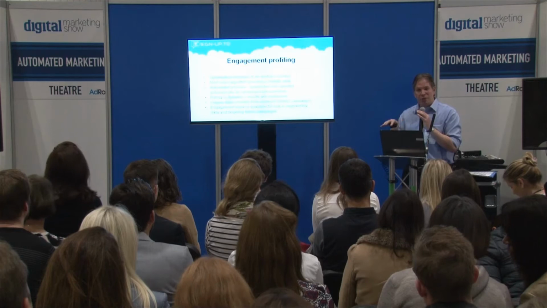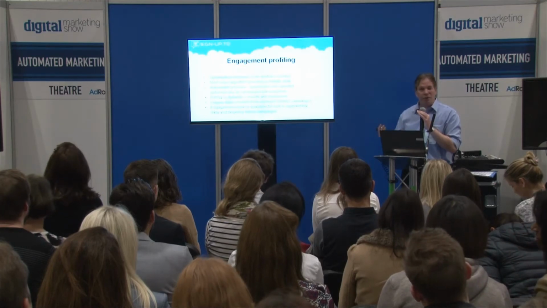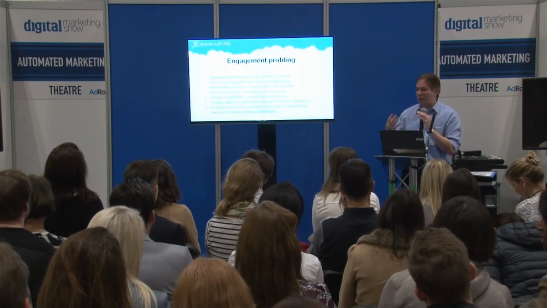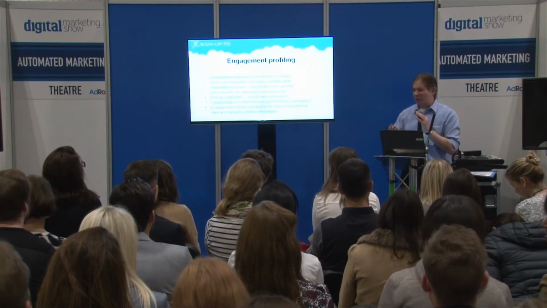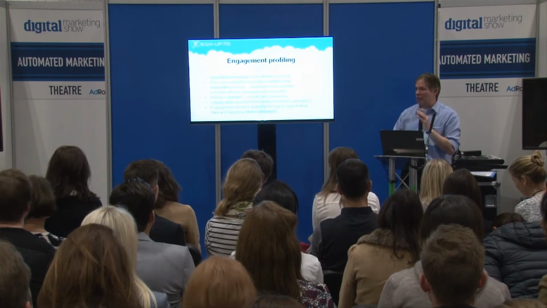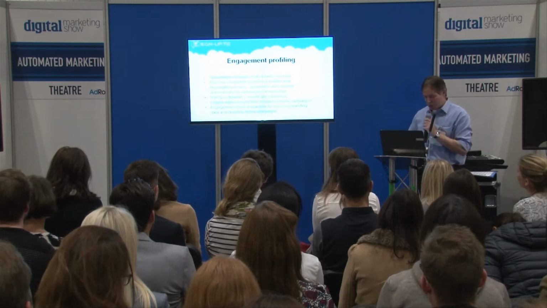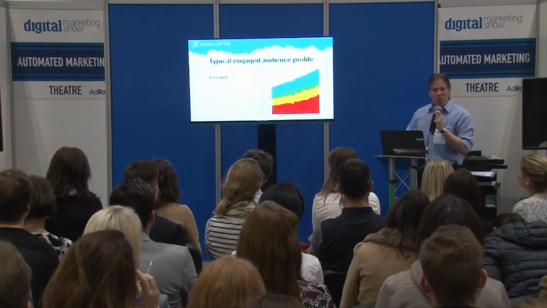So this data, which is in the engagement scoring, you can then feed back into your CRM system or back into your sign up system, and then use that to further segment your data and send specific targeted campaigns. I'll show you some examples in a moment. So what does it look like?